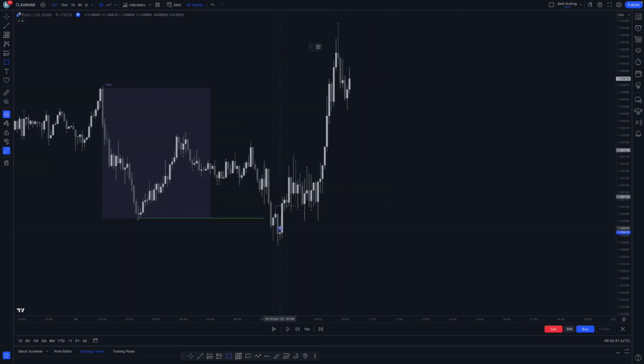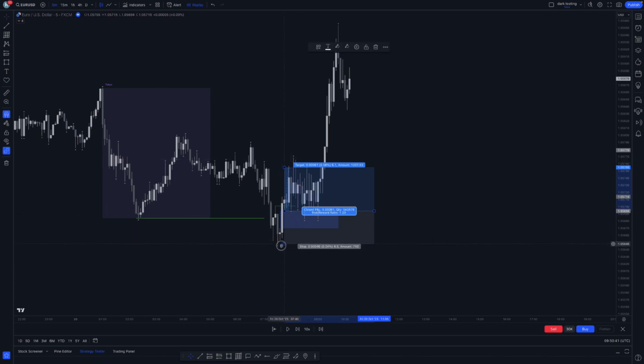Our fair value gap is situated right here. So this is the fair value gap we would enter from. Enter on the fair value gap, stop below the lows, and then you could look to target a 1 to 3, like I said. So 1 to 3 is around here.